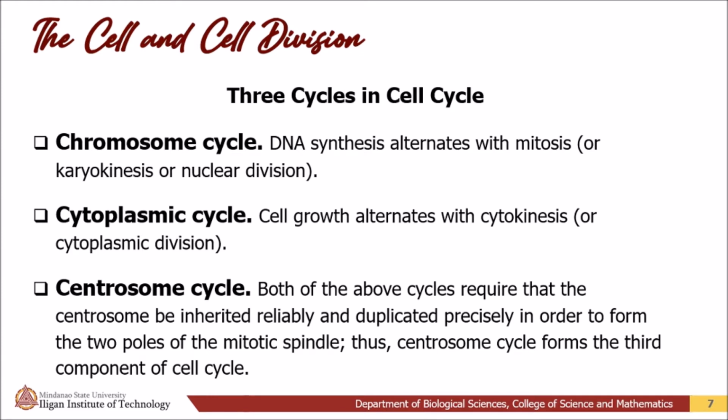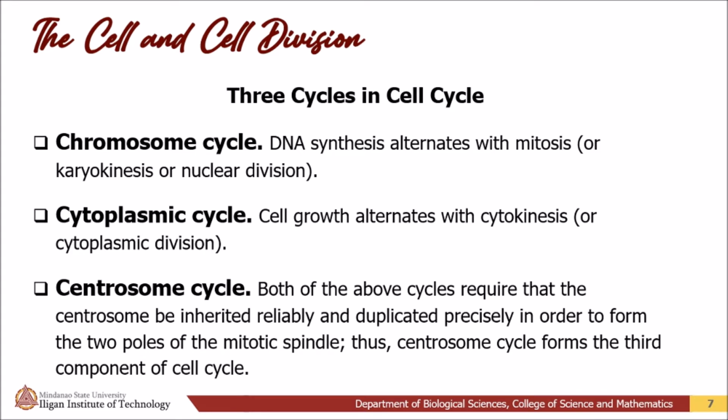A cell cycle is defined as a series of events that takes place in a cell as it grows and divides. There are three cycles in the cell cycle. We have the chromosome cycle, cytoplasmic cycle, and centrosome cycle. So let's start first with chromosome cycle, wherein DNA synthesis alternates with mitosis or karyokinesis or nuclear division. So in here, DNA synthesis is a double-stranded DNA molecule that is copied to produce two identical DNA molecules. And during mitosis, the duplicated copies of the genome are ultimately separated.